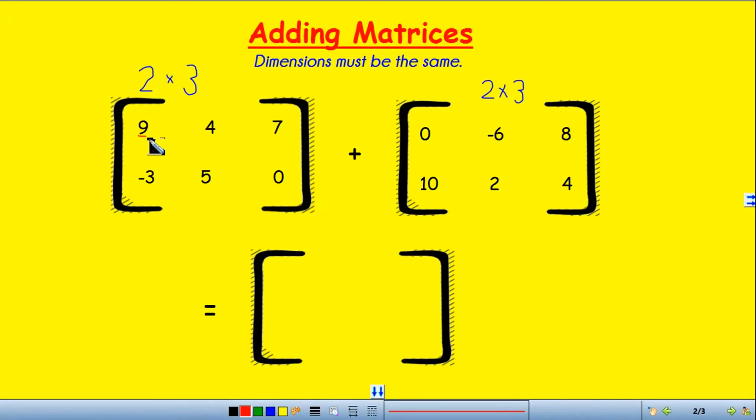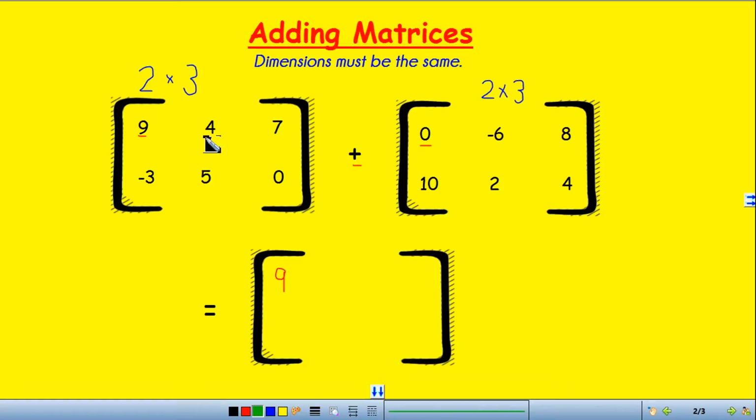So if we were to look at which number in our second matrix corresponds, we would see that it is 0. So when we're adding, we're going to say 9 plus 0, which gives us 9. Let's go to our next one.